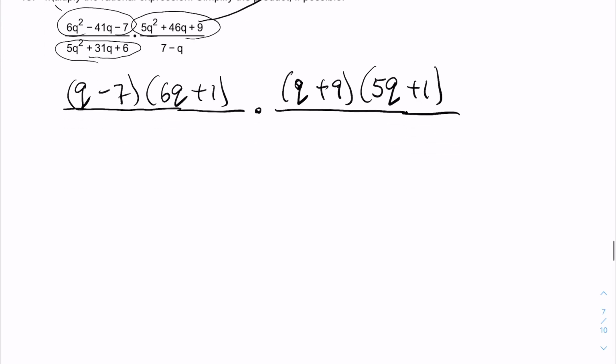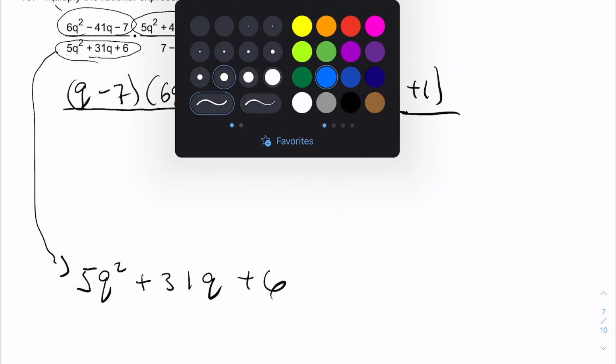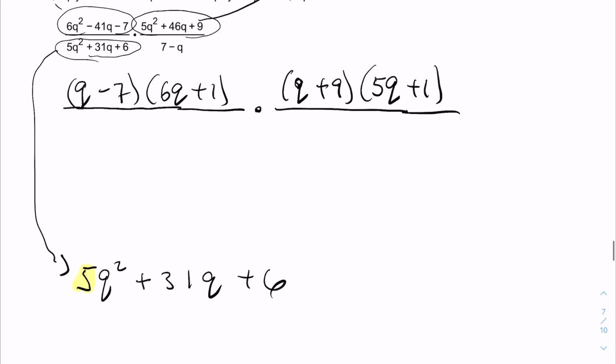So we're going to go ahead and bring this down here and work the problem. 5q squared plus 31q plus 6. Once again, not too happy. I'm not very happy in this problem because that 5 is not as easy. So that's okay. We can deal.